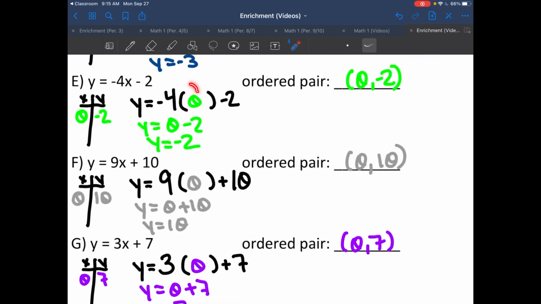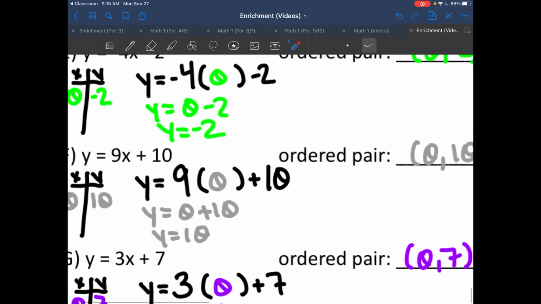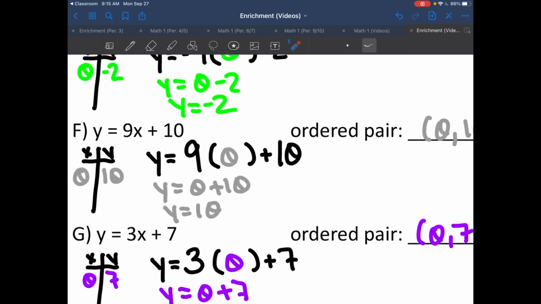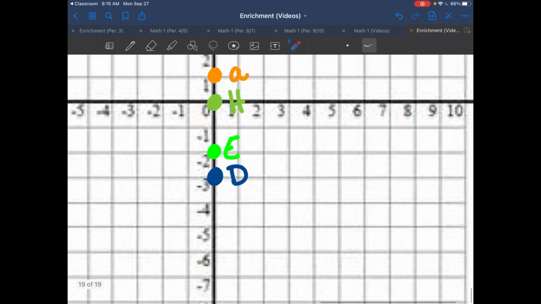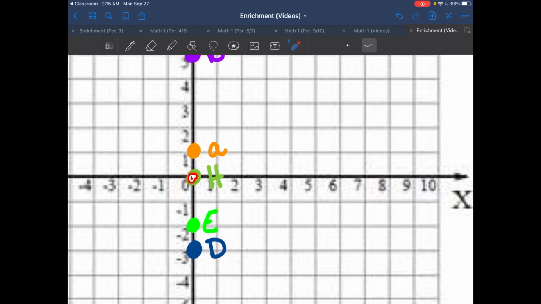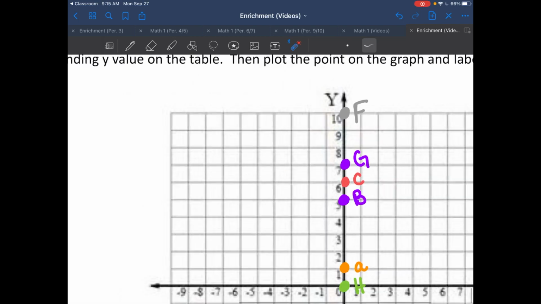E, plug in 0, so we have negative 4 times 0, which gives us 0. 0 minus 2 is a negative 2. Our ordered pair is 0, comma, negative 2. So when we graph it, we start at the origin. We're at time 0, so all we have to do is drop down to negative 2. F, we have 9x plus 10, so 9 times 0 is 0. 0 plus 10 is 10, so y is 10. Our ordered pair is going to be 0, comma, 10. When we graph it, we start at our origin. We don't have to move left or right because we started at time 0. We go all the way up here to 10.